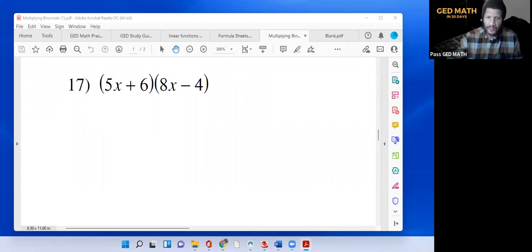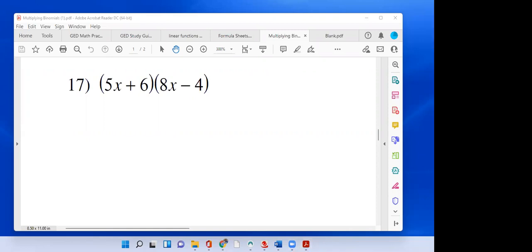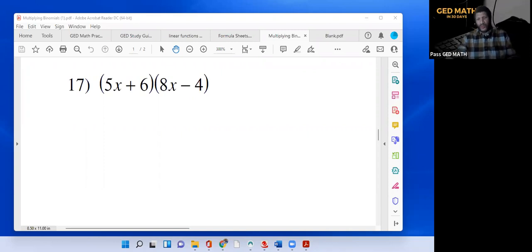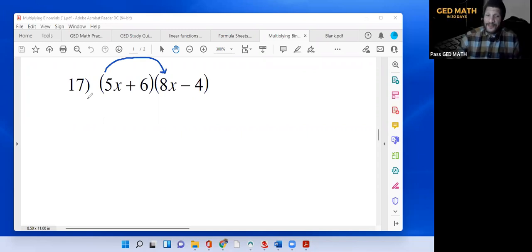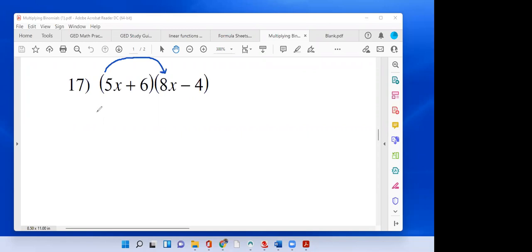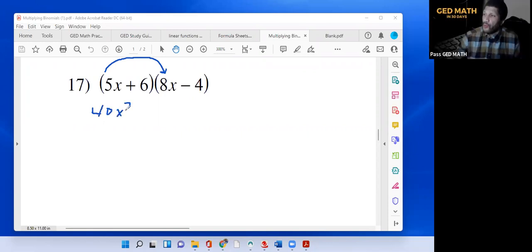So let's go over this problem. What am I multiplying first? 5x and 8x. James, you are so close. All right, what's 5x times 8x? 40x squared. Perfect. So if you got 40x squared, you got the first step right.